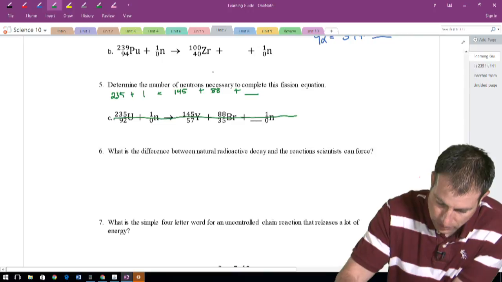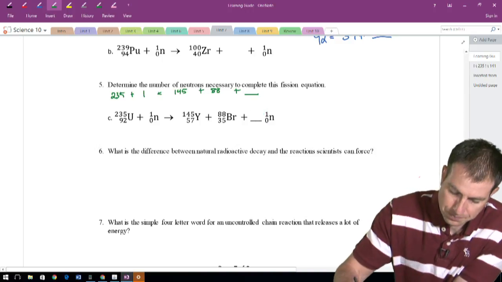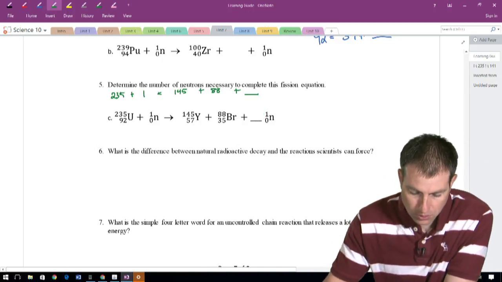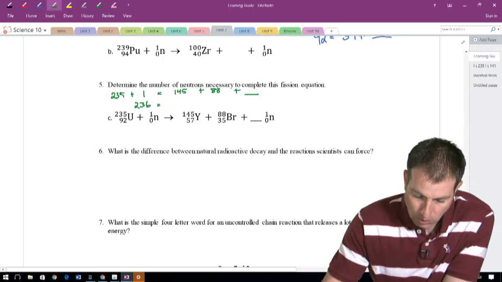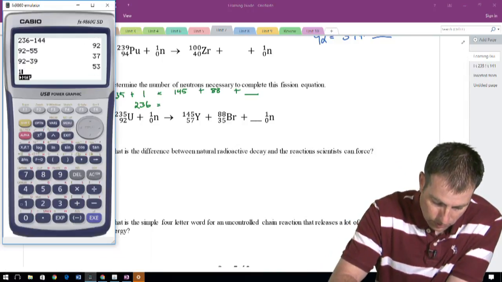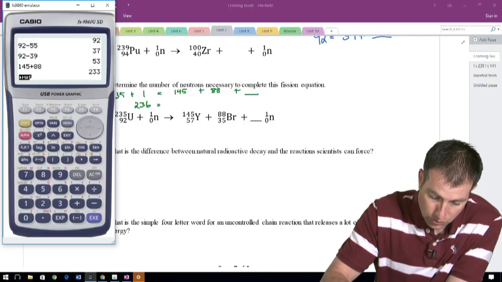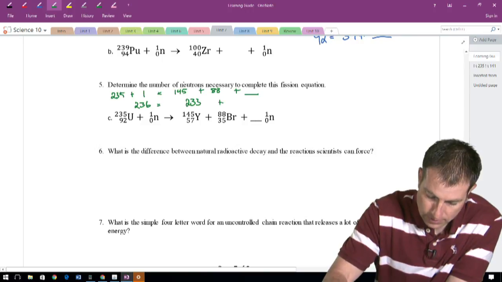So I need to figure out what this coefficient is going to be in the blank here. It can be a number. It's going to be a 2, 3, 4, 5, 6. So let's do the math over on the left side. 235 plus 1 is going to give me 236. 145 plus 88, let's just calculator that. 145 plus 88 is going to give me 233. And then I'm going to add something to it.